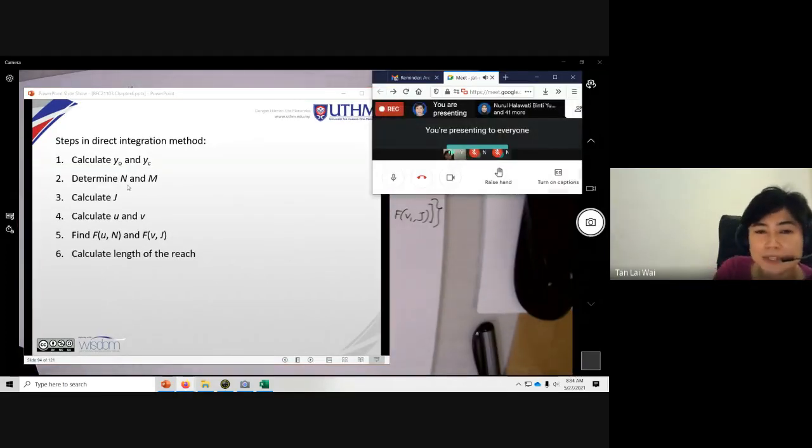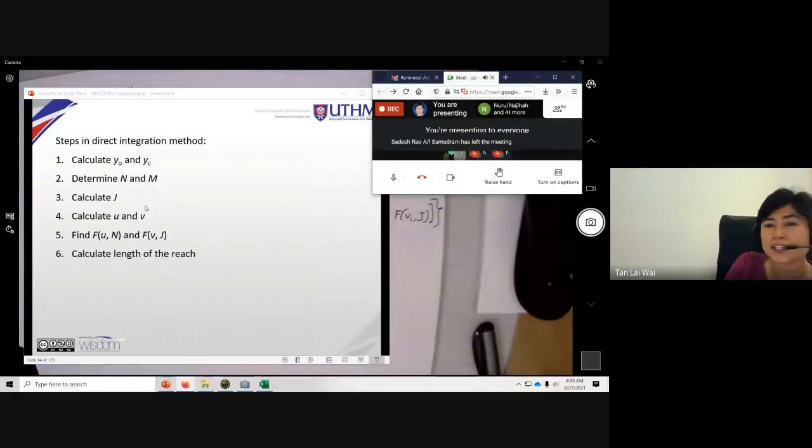Now, these are the steps where I already outlined the steps for you. First, calculate Y naught and YC. If it's available, then you save some time to calculate it. Then determine N and M. N and M, I hope you still remember, is based on the cross section, and you have two graphs where you can read it from, or we can give you just the formula, or we'll just give you the number, right?